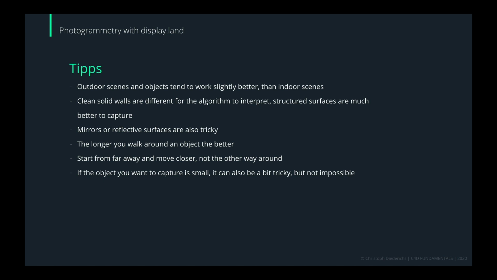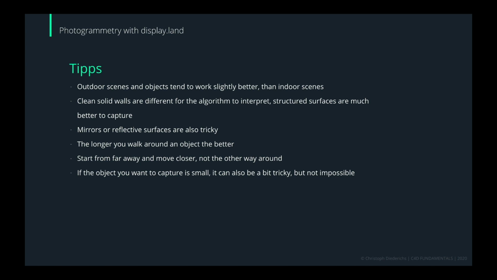Which comes to the other point, that it is quite difficult if you want to do an interior scan. If you have like white walls or solid painted walls, it's quite difficult for the algorithm to interpret that. Also, mirrors and reflective surfaces are also very tricky. That is still something which doesn't work too great. And the other tip is of course that the longer you walk around an object, the better it is, of course, for the fidelity of the scan.